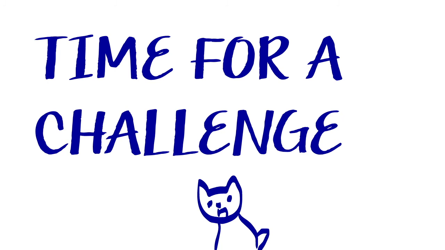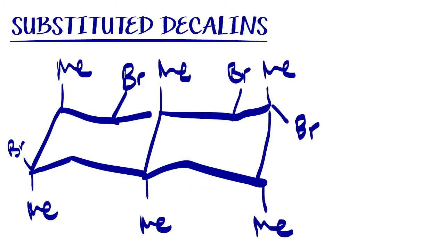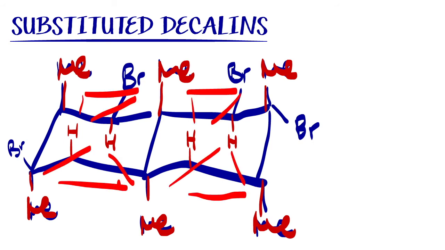Time for a challenge problem. Here we have a trans decalin with many substituents. This may look complicated, but we can actually figure this out in only 2 steps. Diaxial interactions can only happen with axial groups, so let's first focus on those. We have 12 1,3 diaxial interactions total, 8 are methyl-hydrogen and 4 methyl-methyl.